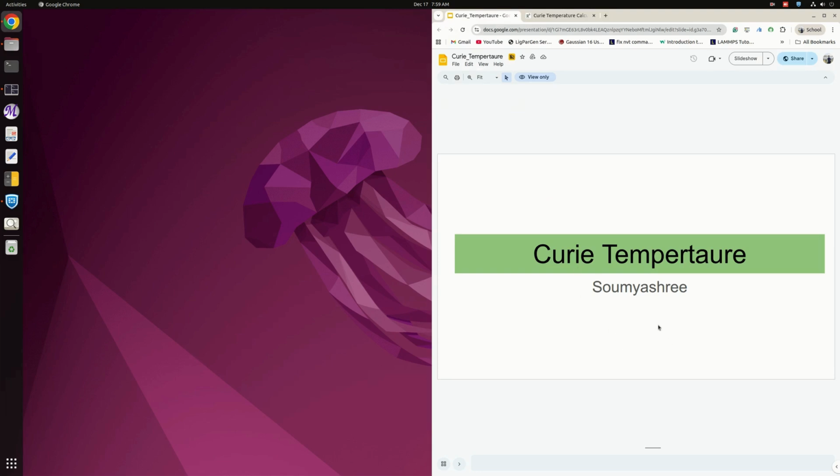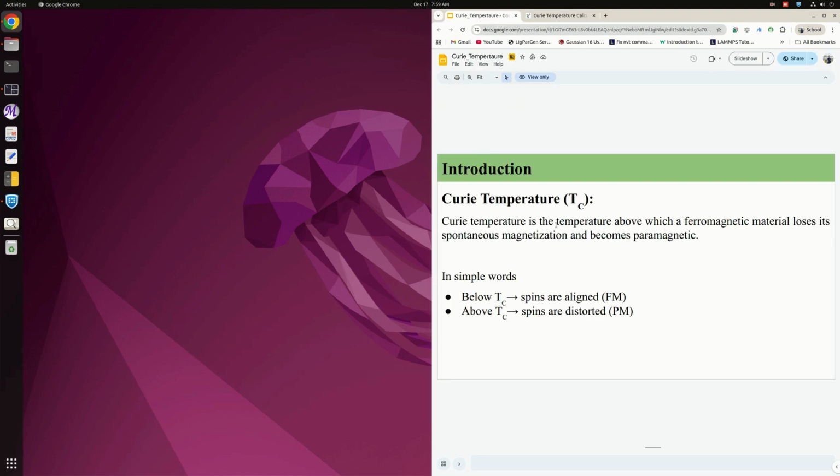The Curie temperature is nothing but a temperature above which the ferromagnetic material loses its spontaneous magnetization and becomes paramagnetic. So simply we can say that below TC the spins of the material can align and it will behave like a ferromagnetic material, and above TC the spins will get disordered and it will become paramagnetic.